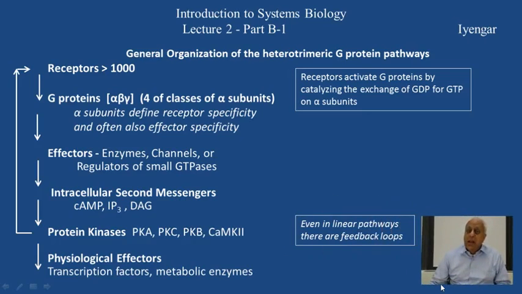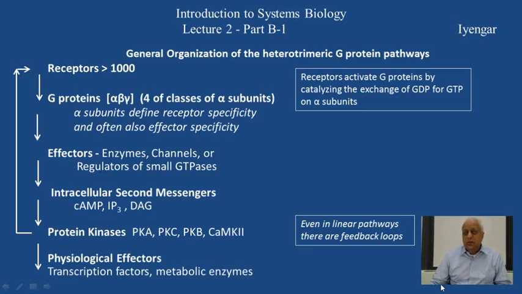Lecture 2, Part B. So when I ended Part A of this lecture, I had described to you how protein kinase A mediates epinephrine's flight or fright response. This line of reasoning is true for most receptor pathways in the G protein class, and so there are over 1,000 G protein coupled receptors. They activate about 4 different classes of G protein subunits.